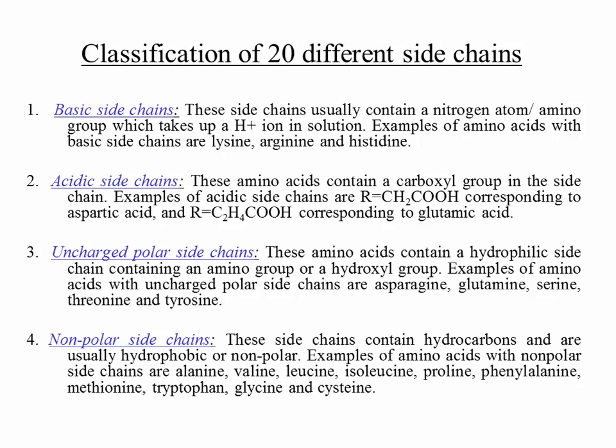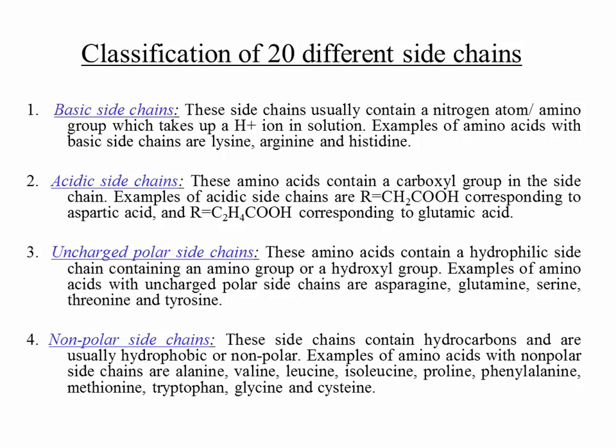So again, you can break those 20 side chains into 4 different categories. The first one is basic side chains. These side chains usually contain a nitrogen atom or an amino group. We said before that the amino group behaves like a base because it picks up hydrogen ions in solution. So examples of amino acids with basic side chains are lysine, arginine, and histidine. Right now, it all means Greek to us because we're not looking at the detailed structure and properties.